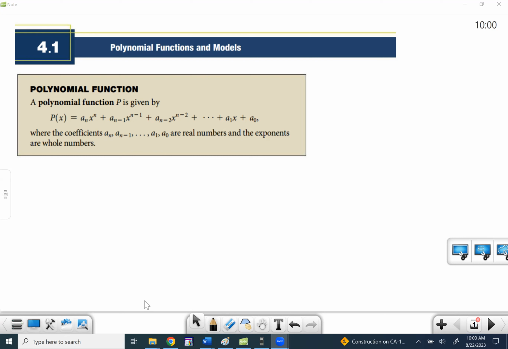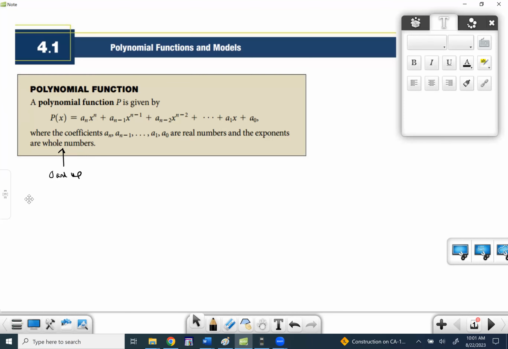All right, so let's start off by defining what is a polynomial. A polynomial is defined in the following way here. It says where the coefficients are real numbers and the exponents are whole numbers. So whole numbers are 0 and up. Just make sure that you know that. That's the definition of a whole number, 0 and up. So what that means, let's give some examples of things that are polynomials and things that aren't.